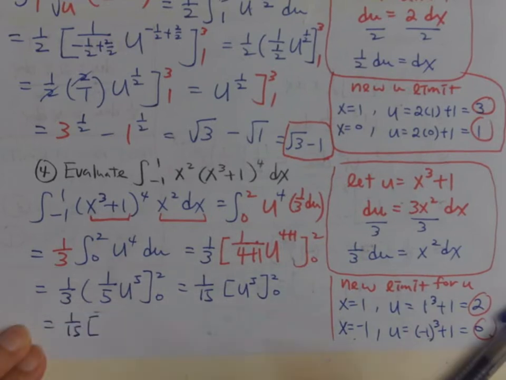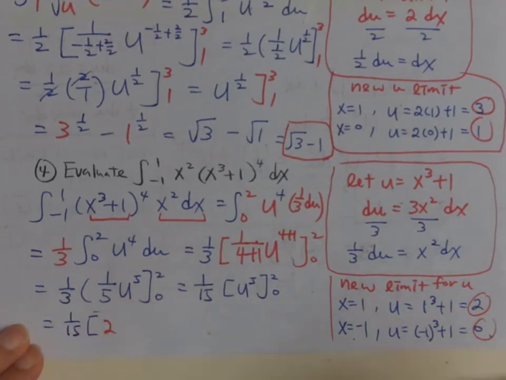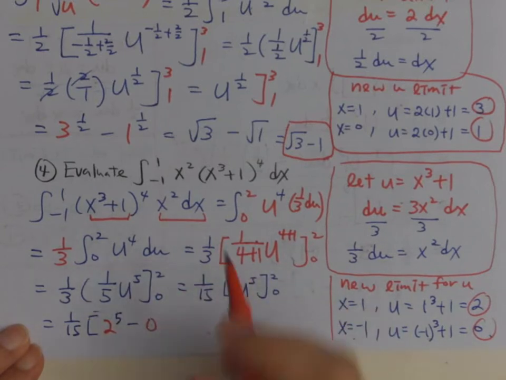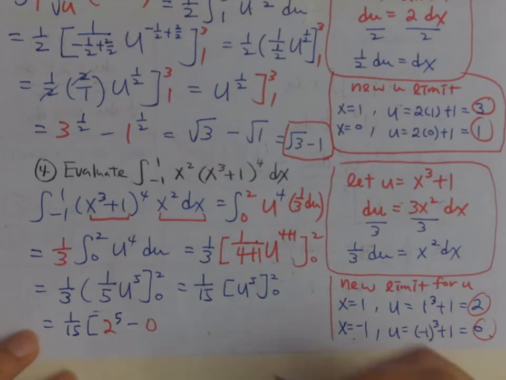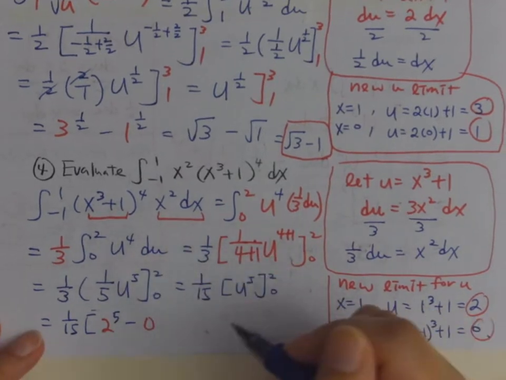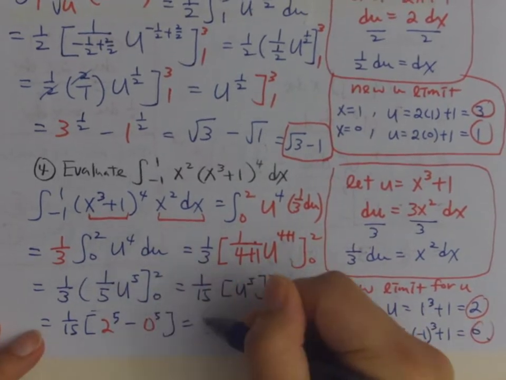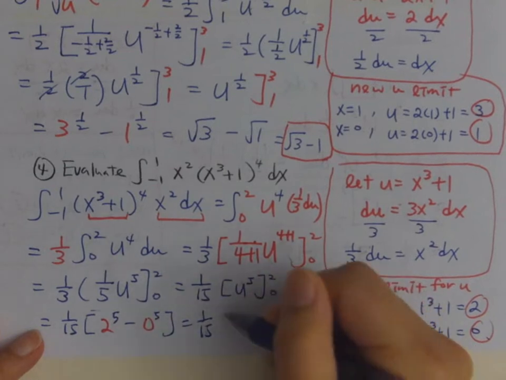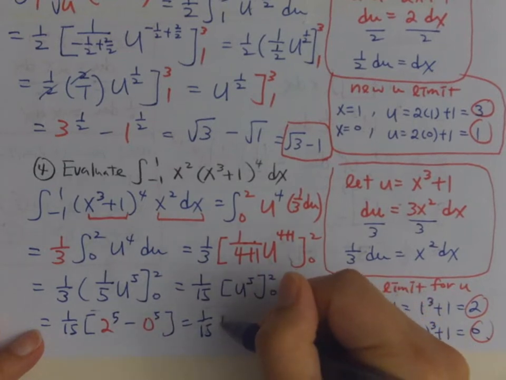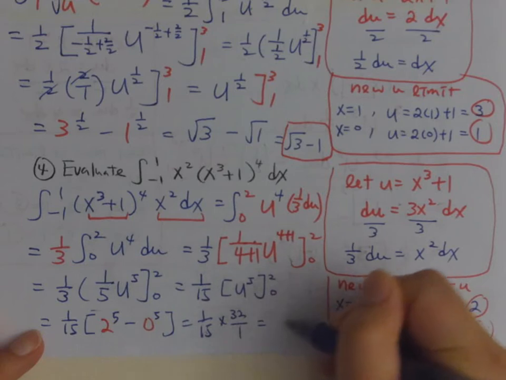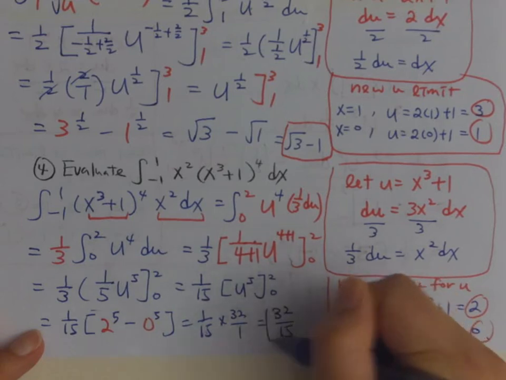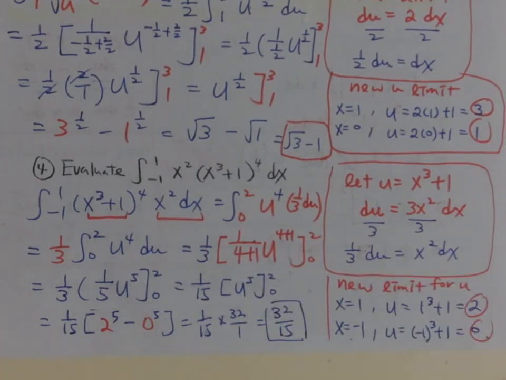1/15, 2 needs to be raised to the 5th power, subtracting 0. 0 raised to any power is going to be 0, right? Okay, so 1/15, 2 to the 5th power is 32. So it's kind of like 32/1, so it's just 32/15. Alright, so once you get a hang of it, hopefully it's not horrible, but you do need to practice. It doesn't come naturally to people, so practice.